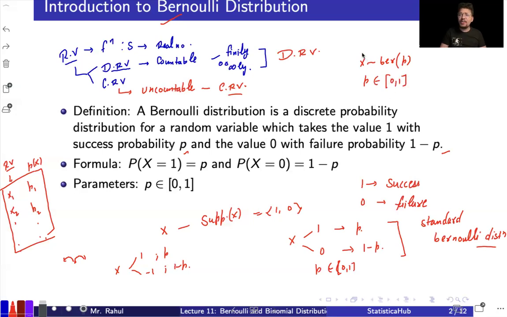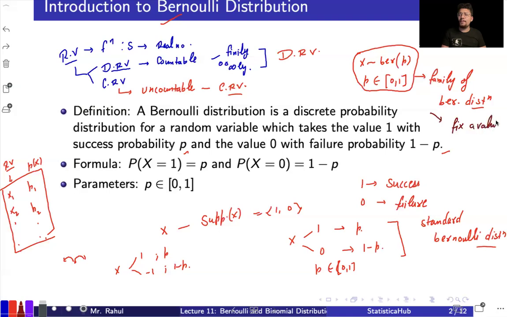Okay. So this particular notation denotes the family of distributions. So this is definitely a family. This is a family of Bernoulli distributions. Okay. And in this particular distribution, if we fix a particular value of P, we get one population. One population means one particular distribution out of that particular family. Okay. So that is the idea of a Bernoulli distribution.